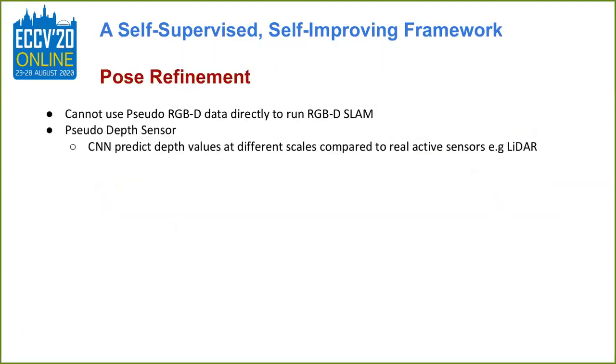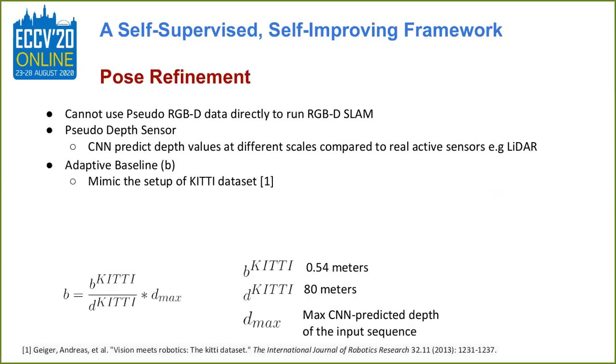Starting from the pose refinement, while it seems straightforward to use pseudo RGB-D data directly to run RGB-D SLAM, it is not. This is because CNN predicts depth maps at very different scale compared to real active depth sensors like LiDAR. Therefore, we made some important adaptations. Instead of using a fixed baseline, we choose an adaptive baseline. For that, we make the setup of KITTI dataset and use the following relation to compute the adaptive baseline.